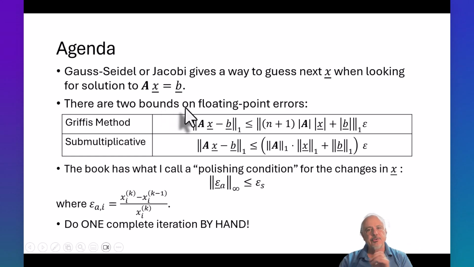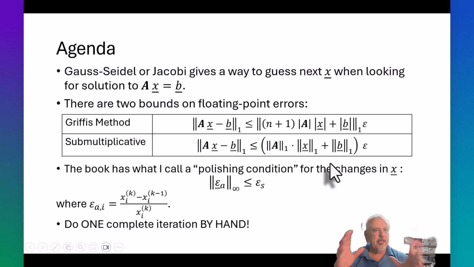There are two bounds on the floating point error. So our error would be Ax minus b. I'm going to call it the one norm. So that's our error, and we want to know what's the bound on that error, the floating point error bound. And there are two methods. There's the Griffiths method that we learned in our theory video, and then there's the submultiplicative bound that we learned in our theory video. Okay, so we have those bounds on floating point errors.